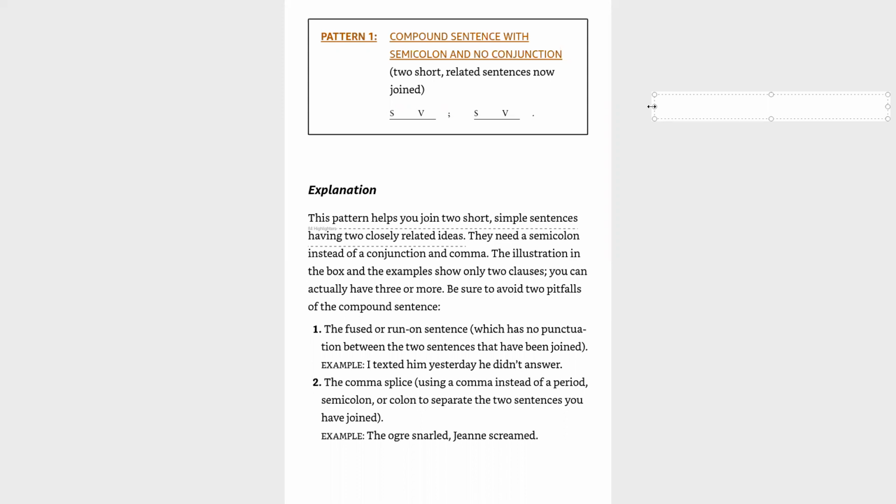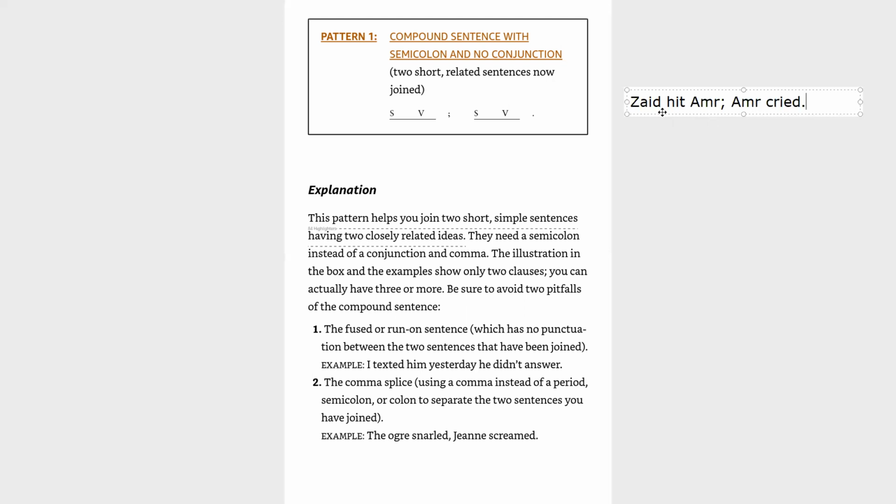You have to have these two sentences. This pattern helps you join two short, simple sentences having two closely related ideas. Okay, so let me give you a sentence. Let's use some names. Zaid. Now, if you've ever studied Arabic grammar, you know that Zaid and Amr are the two examples. Zaid hit Amr. Amr cried.